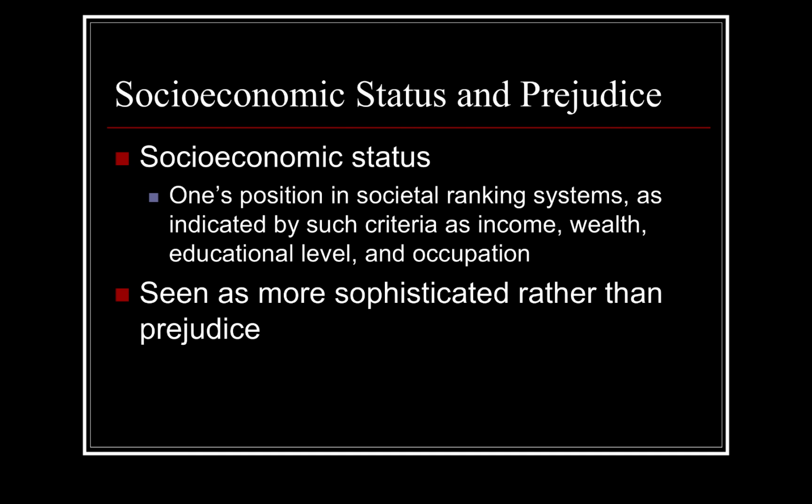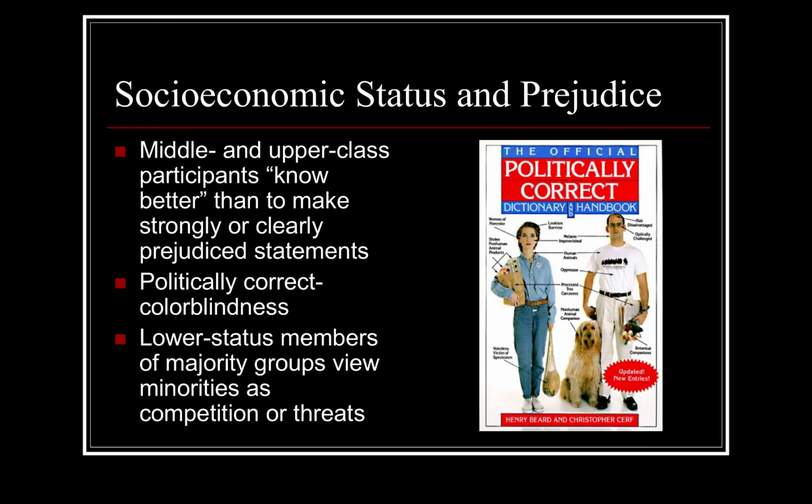So when people are being tested, let's say by a survey about how they are prejudiced, they may know how to actually take tests. They know how to not look undesirable to the person assessing their survey. So what is actually happening is that they're being tested about their sophistication, about how they take tests, rather than how they are prejudiced. Middle and upper class participants know better than to make strongly or clearly prejudiced statements. They know that's undesirable. What we're really seeing is how they know how to put on an act. They know how to speak and act in politically correct ways. They know that color blindness is what we tend to use when we talk about race or other types of inequality. Lower status members of majority groups feel minorities as competition or threats for real resources, for jobs, for housing, for education, and so they're more likely to say how they're feeling because they see minority groups as a threat.